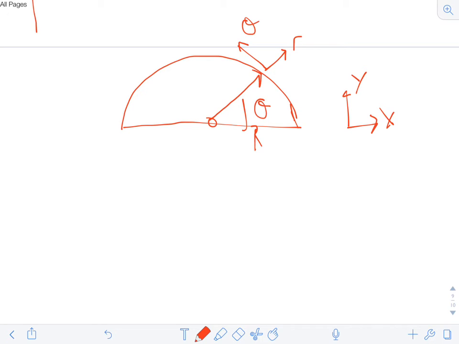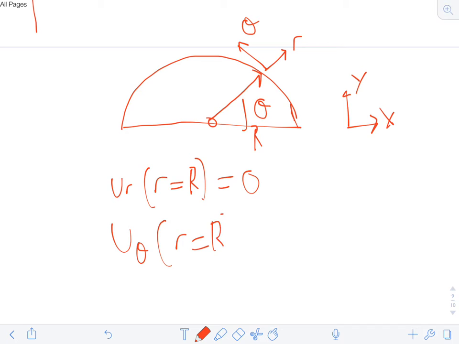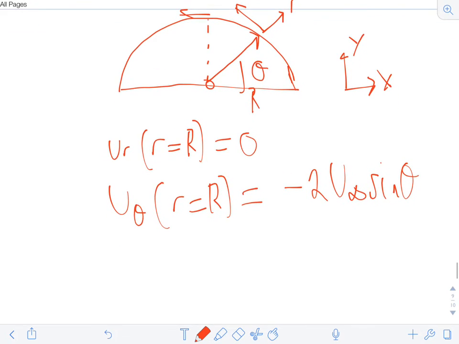The velocity field that you're given is that the radial component along the hut is equal to 0. So there's no flow normal to the hut, and the theta component, angular component, is equal to minus 2u infinity sine theta. The minus sign because you can see when we get to the top of the hut here, this radial vector is pointed backwards, but we want a positive velocity.